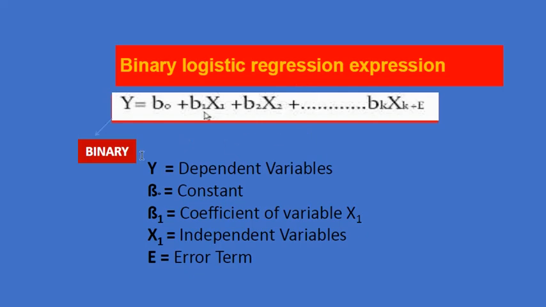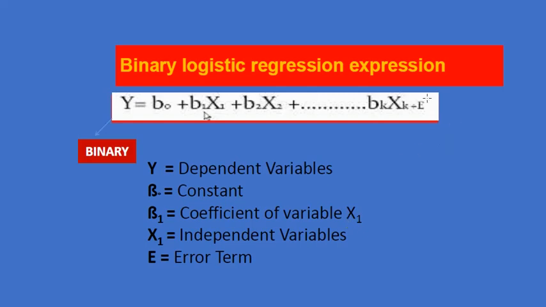So in this case, y is a dependent variable, which should be dichotomous. b0 is a constant, b1 is the coefficient of variable x1. So with the change in x1, a change will be represented in beta 1, and x1 and x2 up to xk are all the independent variables on which our dependent variable depends.